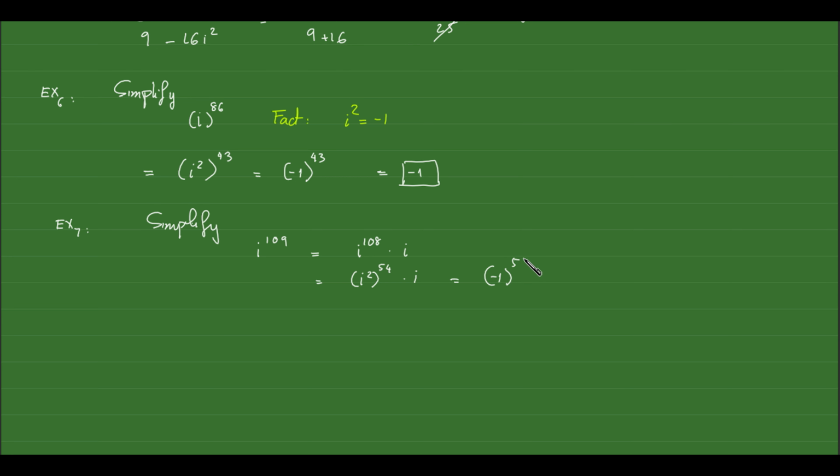-1 raised to the 54. 54 is even. So think about -1 raised to the second power, which gives you 1. So -1 raised to the 54th power gives you 1. 1 times i is i. Here you go. This is what you have to show me on the steps. Okay, split it up like this: 1, 2, 3, 4, 5 steps. Okay.